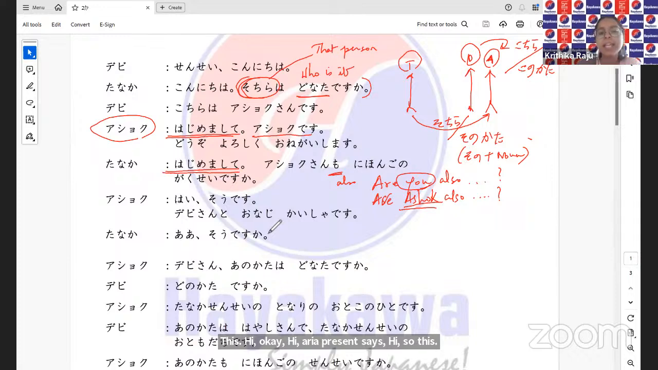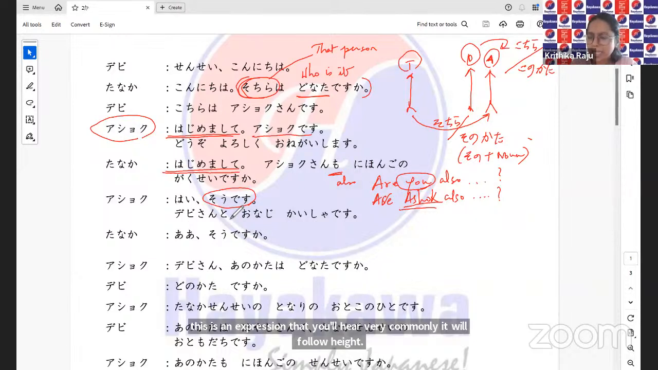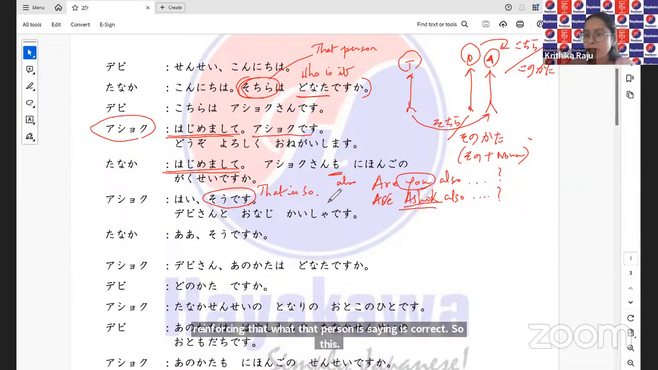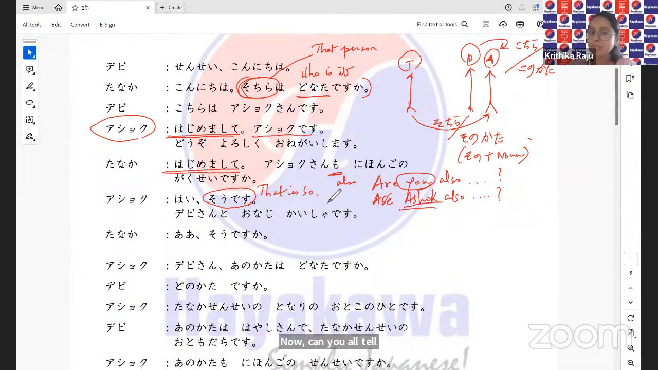All right. So, hai is yes. So, soo desu is an expression that you will hear very commonly. It will follow hai. It has the same meaning as hai. It translates to that is so. What you're saying is correct. Yes, that is true. That is so. It's like saying hai twice, hai, hai, reinforcing that what that person is saying is correct. Soo desu. Now, can you all tell me what will the question be? Is that so?